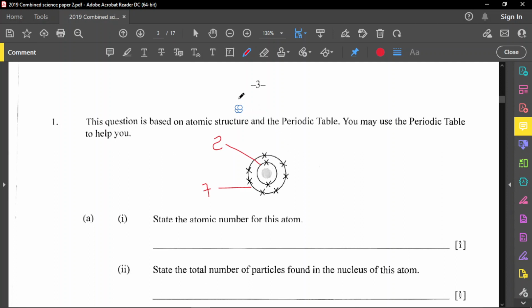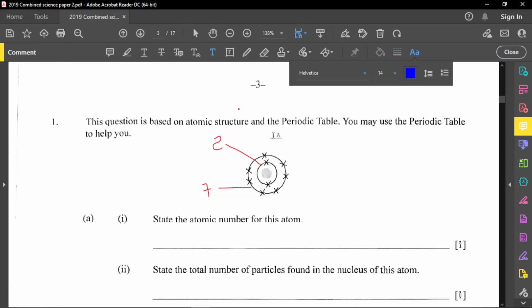All right, so what I need to remember to answer this question is that the number of electrons is equal to the number of protons, and also equal to the atomic number, okay? So all three are actually equal. The number of electrons, the number of protons, equal the atomic number.